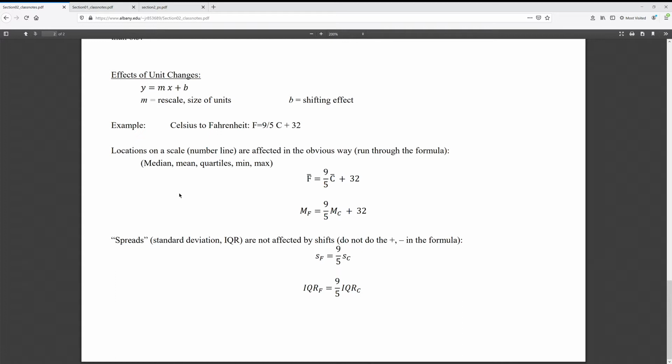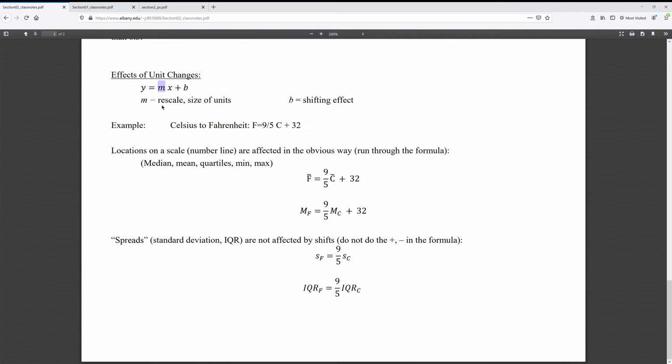Now you may think the answer is going to be obvious, but this is one of those points where people begin to lose it. I think it's visually very easy to understand, but the formulas sometimes confuse people. What it boils down to is the following. There are two types of unit changes. There is a rescaling. There is changing the size of the units, which you do with a multiply effect, right?